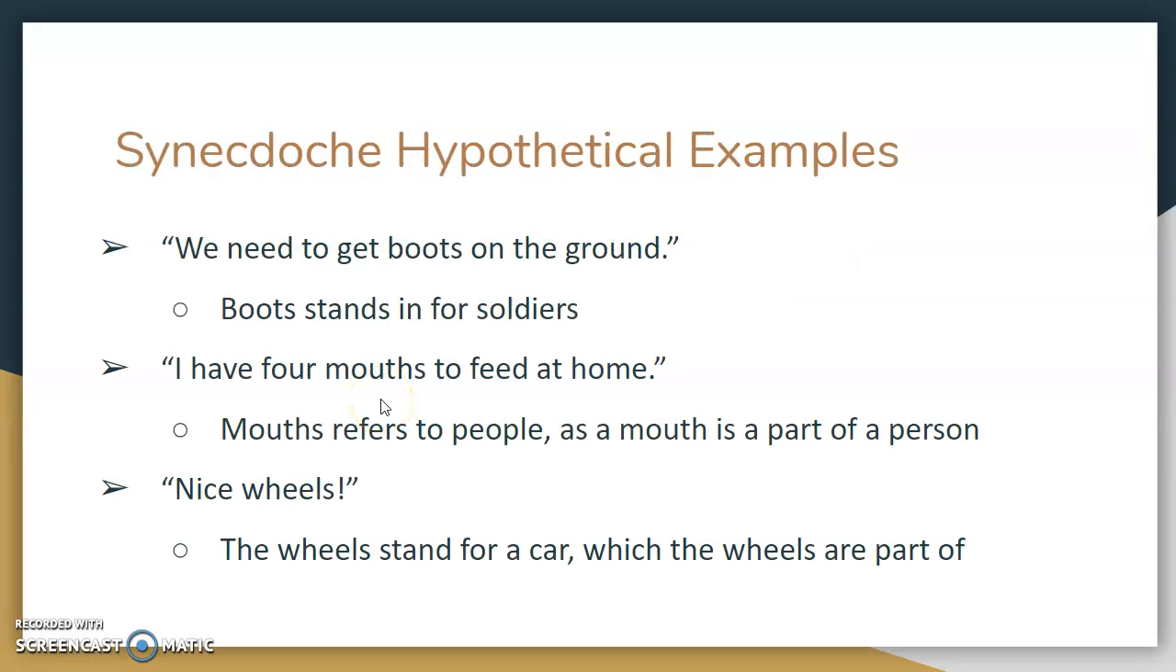So here we have some hypothetical examples of Synecdoche. The first one is, "We need to get boots on the ground." The boots here stand in for the soldiers. The soldiers are wearing the boots, thus it is an actual part of the soldiers. The next example is, "I have 4 mouths to feed at home." Mouths here refers to people, as a mouth is a part of a person, thus making it Synecdoche. You are not feeding detached mouths. That is not what that sentence means.